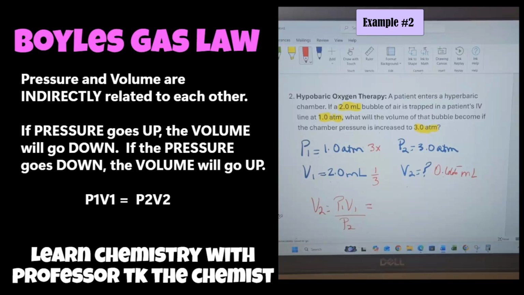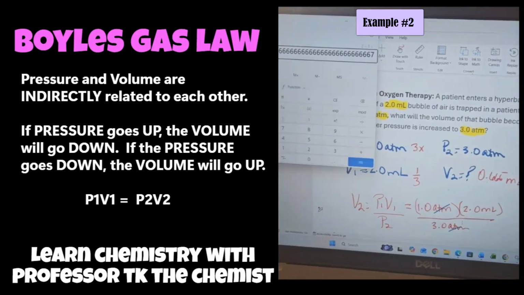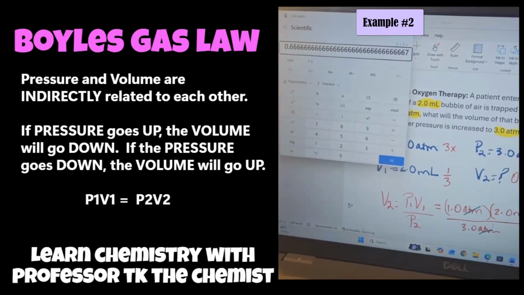But again, if you all want to know how you get the answer so fast, check this out. You've got 1.0 ATM, because that's my first pressure reading up here with the data. We've got 2.0 milliliters, and then we have 3.0 ATMs for my second pressure reading. Let's go ahead and cancel out our ATMs. So you've got 1.0 times 2.0 divided by 3, and you get, see, that predicted answer, 0.666, okay?